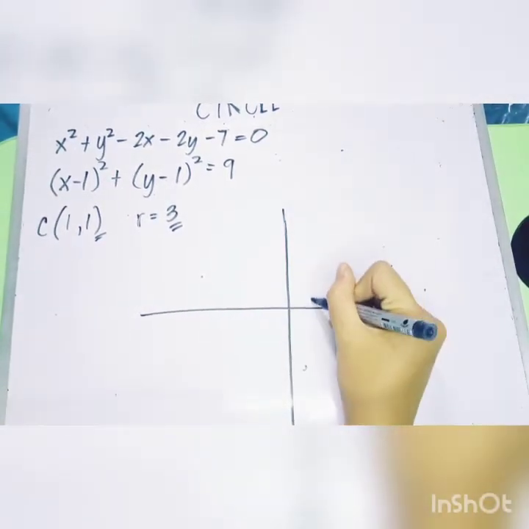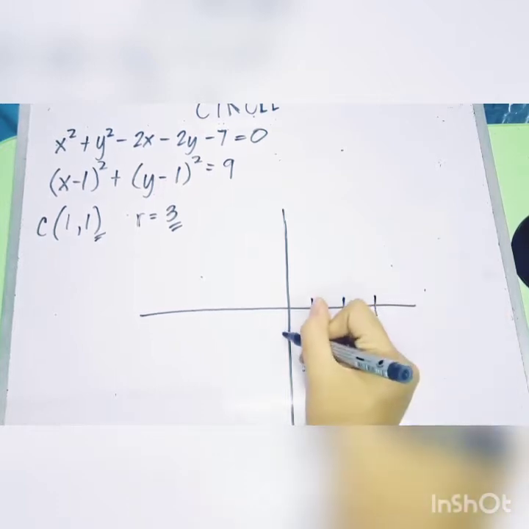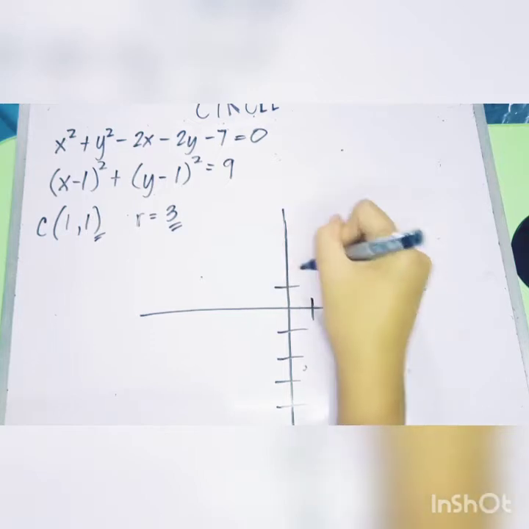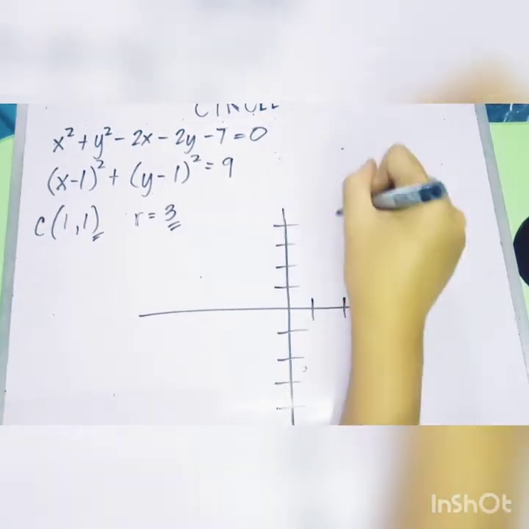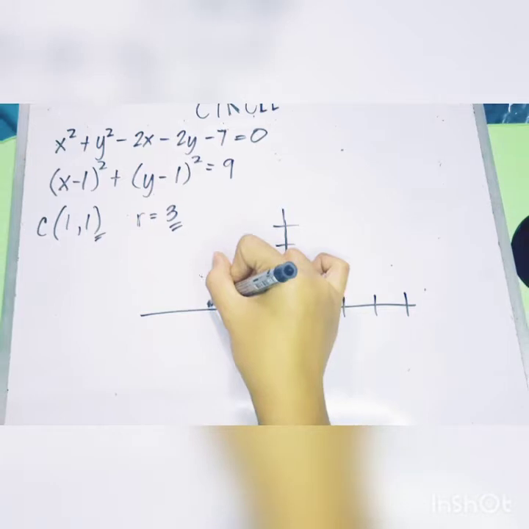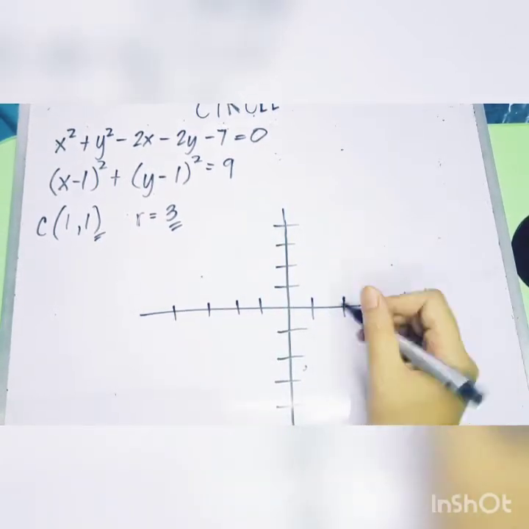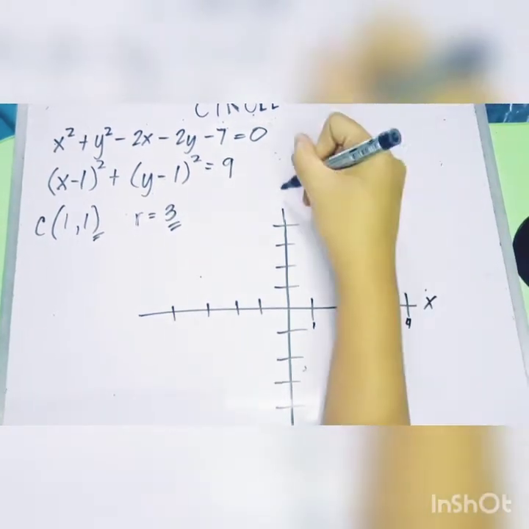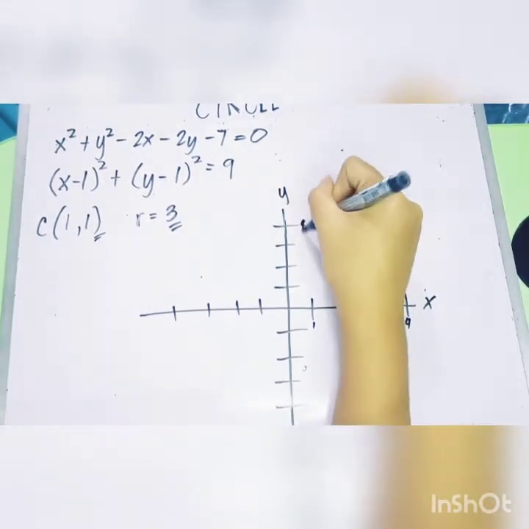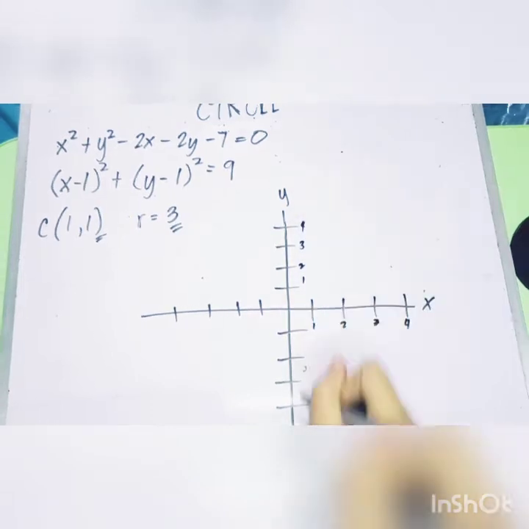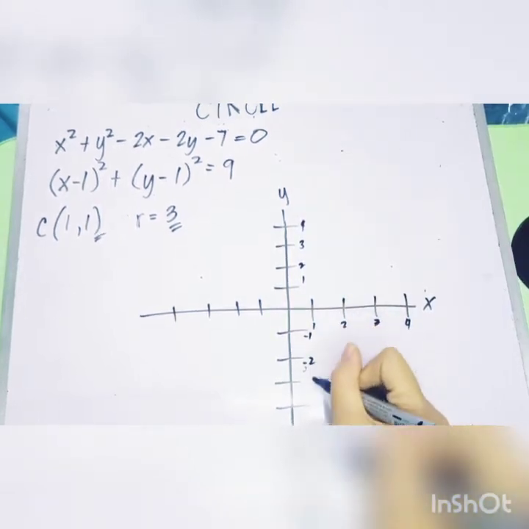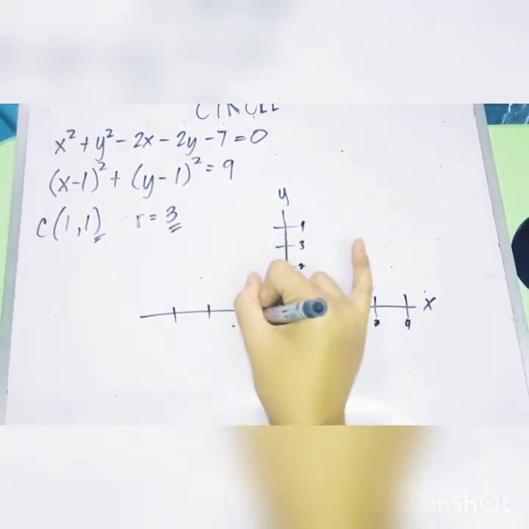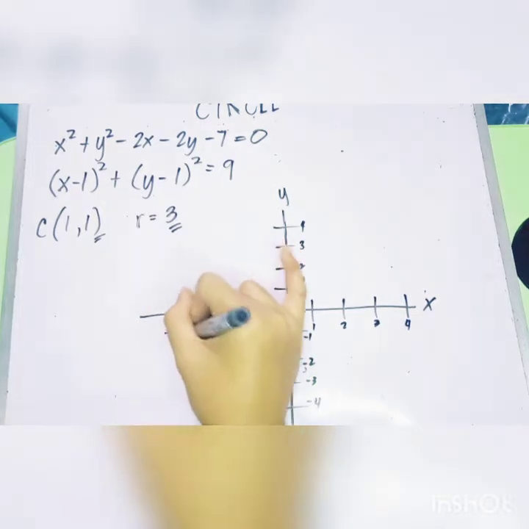So let's have 1, 2, 3, 4, and 1, 2, 3, 4. Okay, so here this is positive 1, positive 2, positive 3, positive 4. This is x axis, this is y axis. This one is 4, 3, 2, 1, and for the down part, we have negative 1, negative 2, negative 3, negative 4. And this part naman, we also have negative 1, negative 2, negative 3, and negative 4.